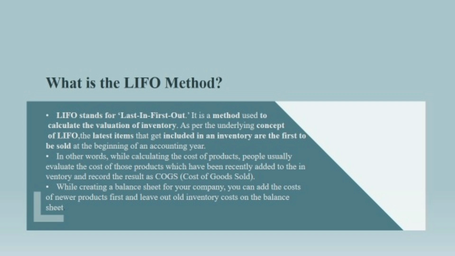It is a method used to calculate the valuation of inventory. As per the underlying concept of LIFO, the latest items that get included in an inventory are the first to be sold at the beginning of an accounting year. In other words, while calculating the cost of products, people usually evaluate the cost of those products which have been recently added to the inventory and record the result as the cost of goods sold. While creating a balance sheet for your company, you can add the cost of newer products first and leave out old inventory cost on the balance sheet.